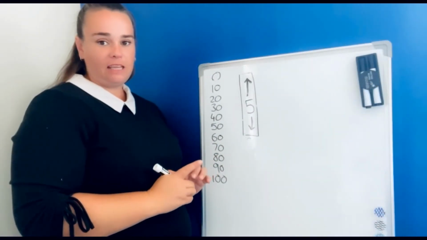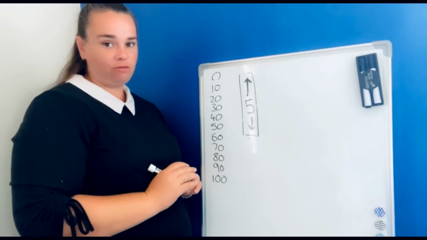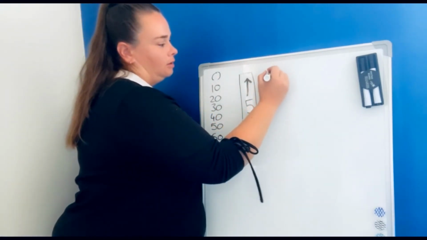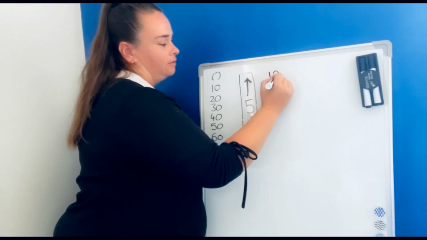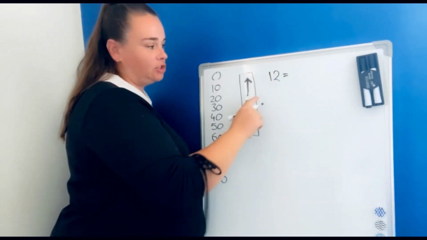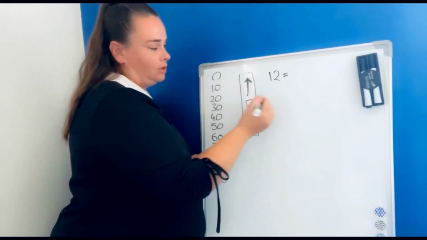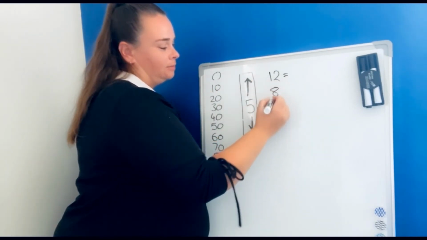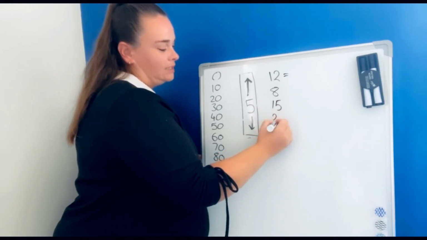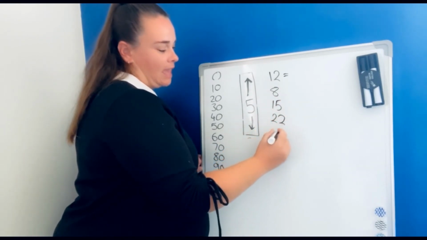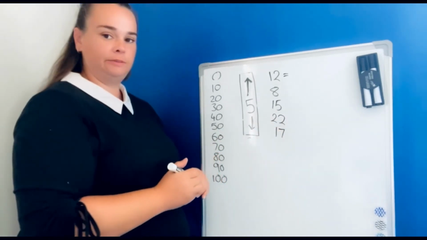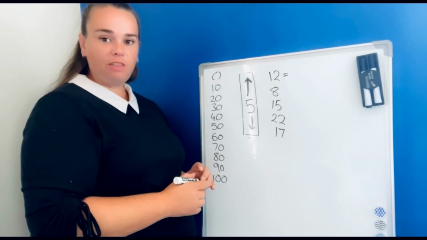I am now going to give you some numbers to round to the nearest 10. 12, 8, 15, 22, and the number 17. Give those a go now.